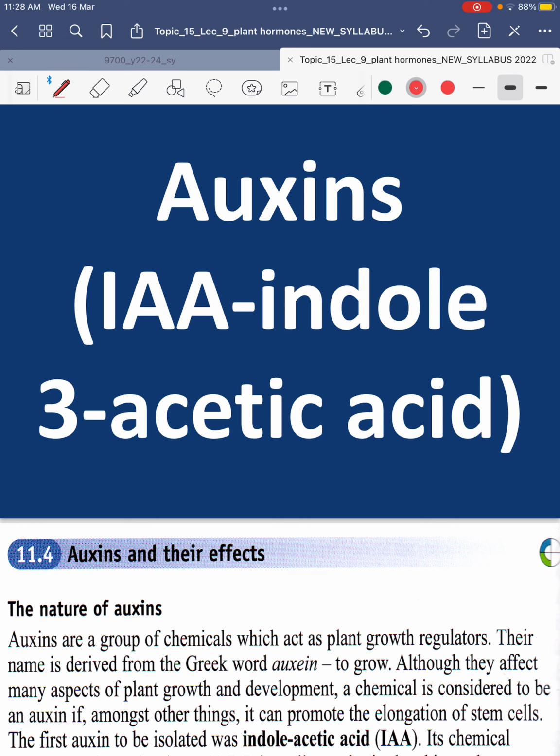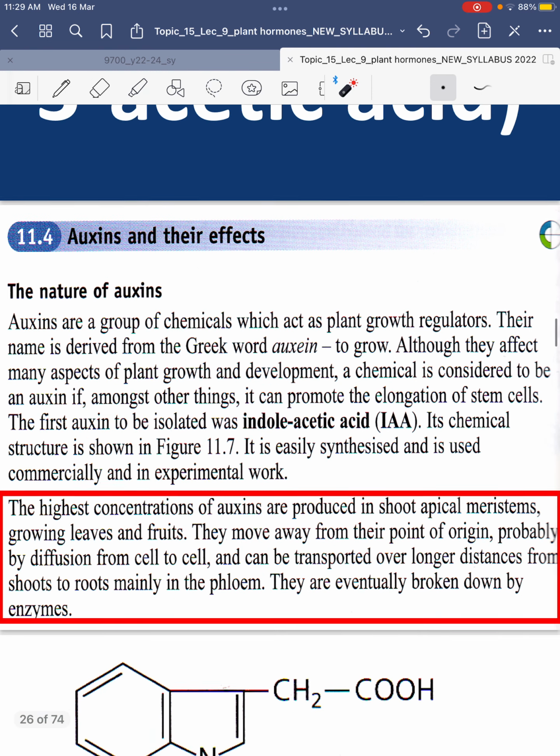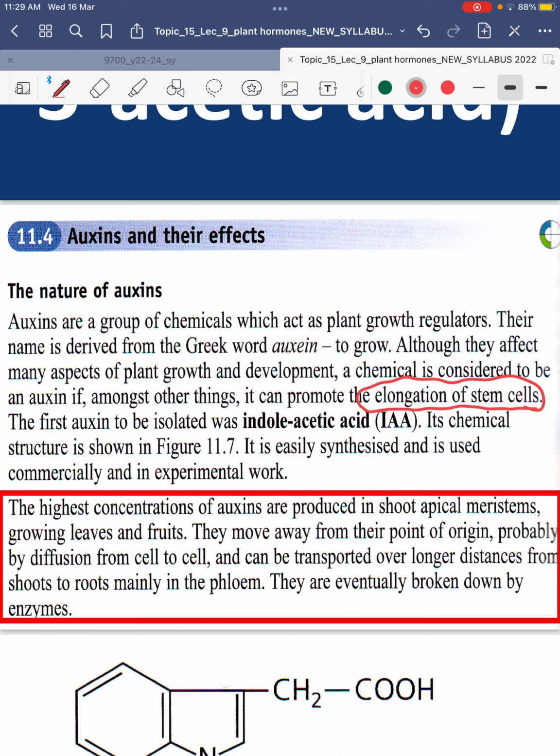Auxin is also known as indole acetic acid, or IAA. This is another name for auxin. So what does it say here? It can promote elongation of stem cells.